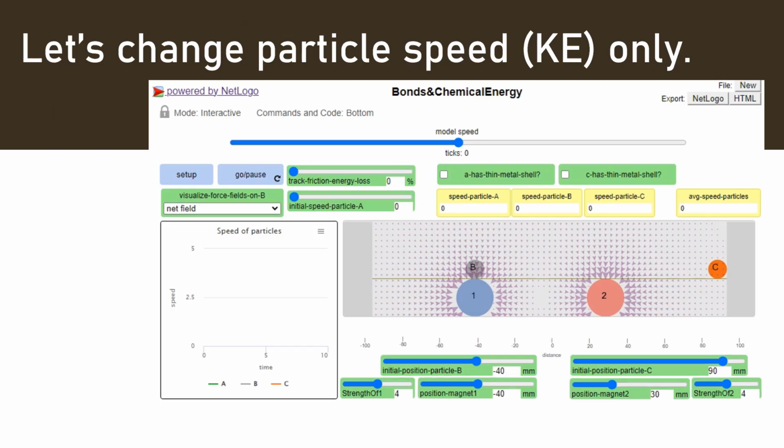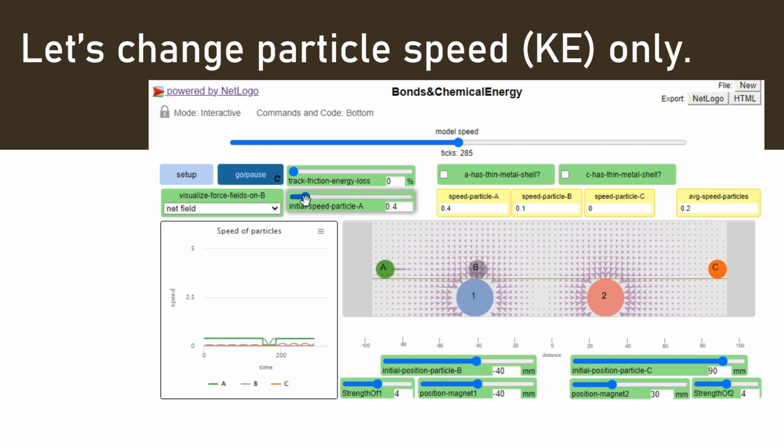Here I want to look at some of the effects of changing particle speed. For right now, I've set the strength of both magnets the same. 1 and B are bonded. Let's set this coming in at a speed of 0.4. I'm going to click setup and go. So watch A coming in. Notice it is moving very slowly, right? And it is going to collide with B. But what do you notice?